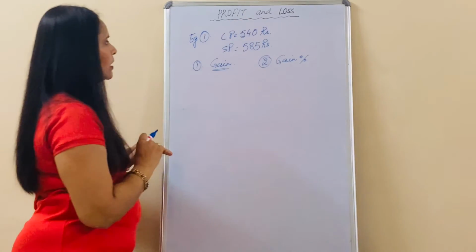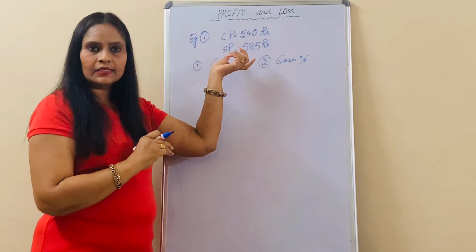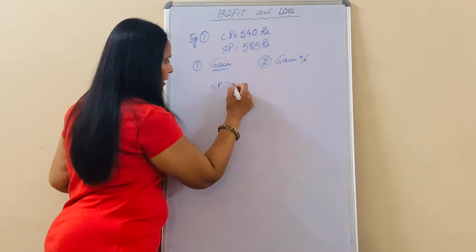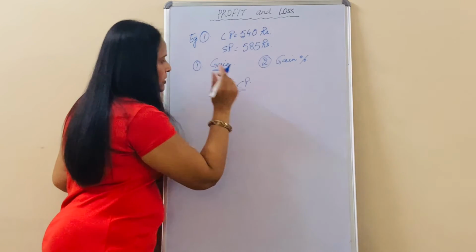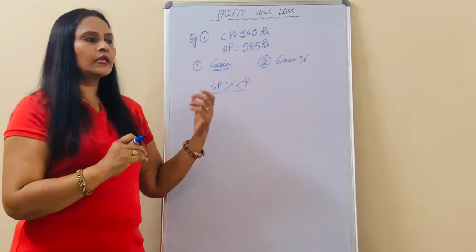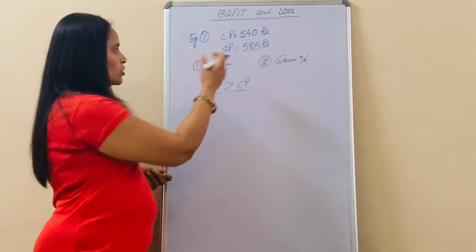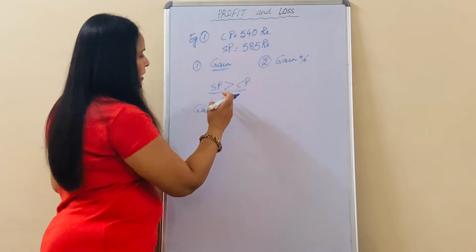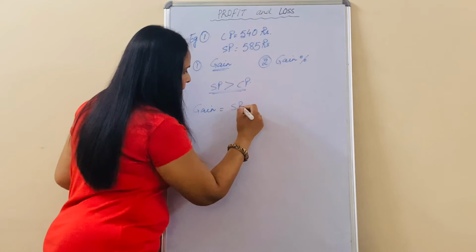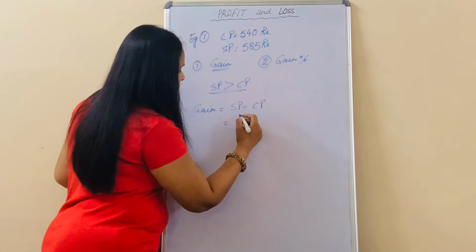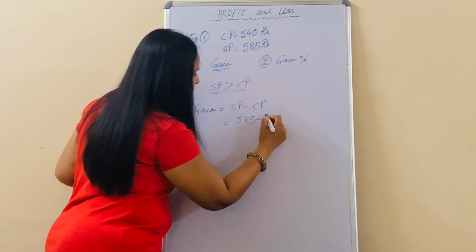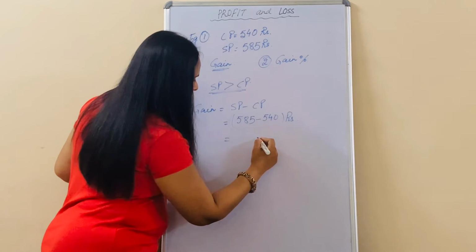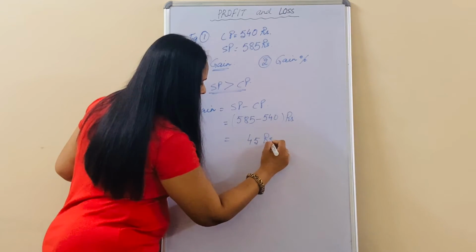And second, we have to calculate the gain percentage. Very simple to calculate. As we can see, the selling price is 585 and the cost price is 540. So the value of SP is greater than that of the CP, which means that the person has experienced a gain. He is being benefited in this transaction. So how much gain is there? Whenever SP is greater, the gain is SP minus CP. Gain is 585 minus 540 rupees, so the gain will be 45 rupees.